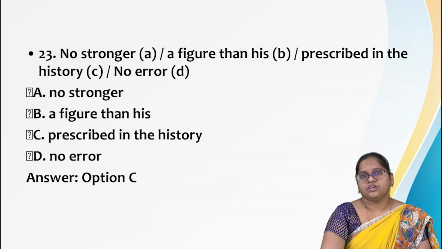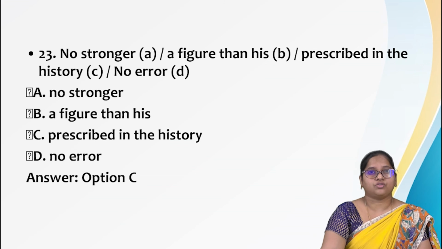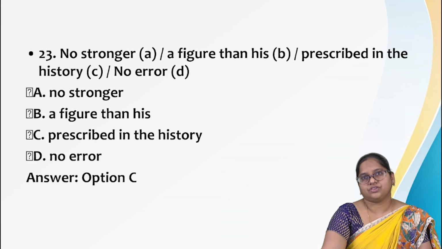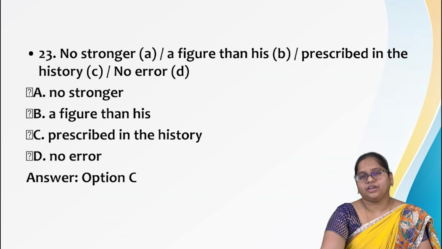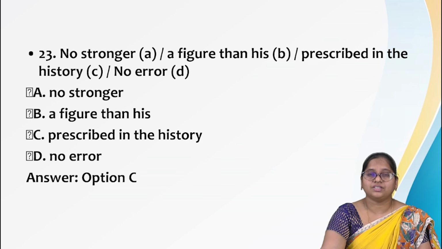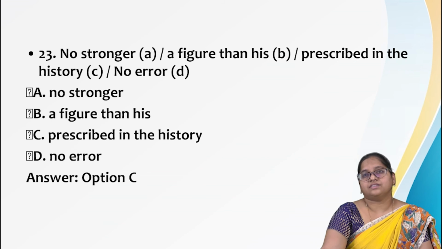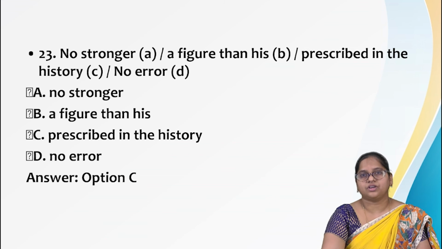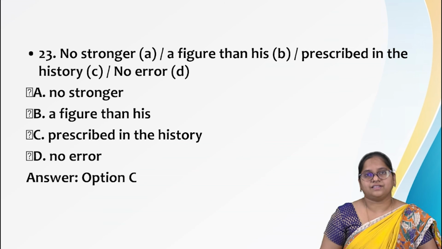Prescribed in the history. So what's wrong? Which part of it? No stronger a figure than his, prescribed in the history. You have to add what? Whether it is no stronger a figure than his is prescribed in the history. So you can select the option "is prescribed in the history". Option C is the right answer.